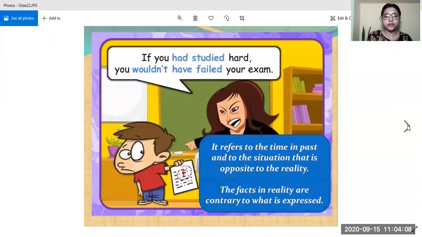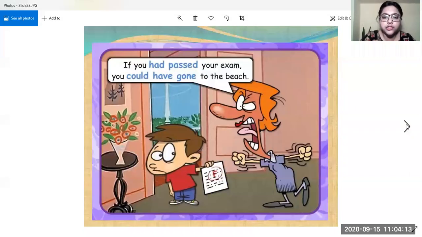Again, if you had passed your exam you could have gone to the beach. Again, this is a situation which is opposite from what is there in reality, because the boy has failed and he is not going to the beach now. But again we are using the conditional sentence, so we will be writing, if you had passed your exam you could have gone to the beach.